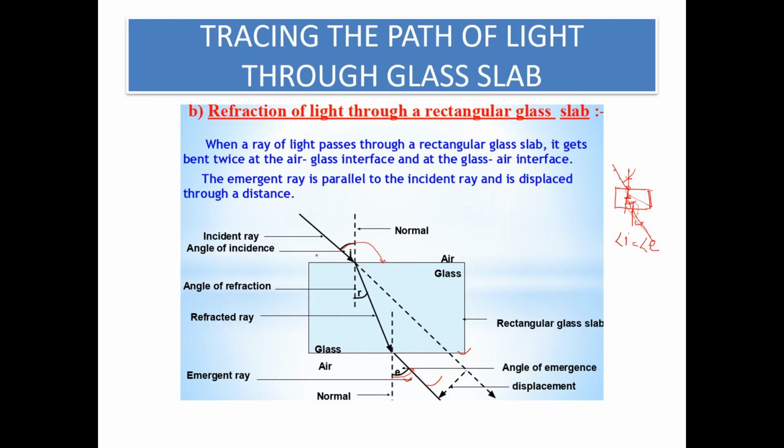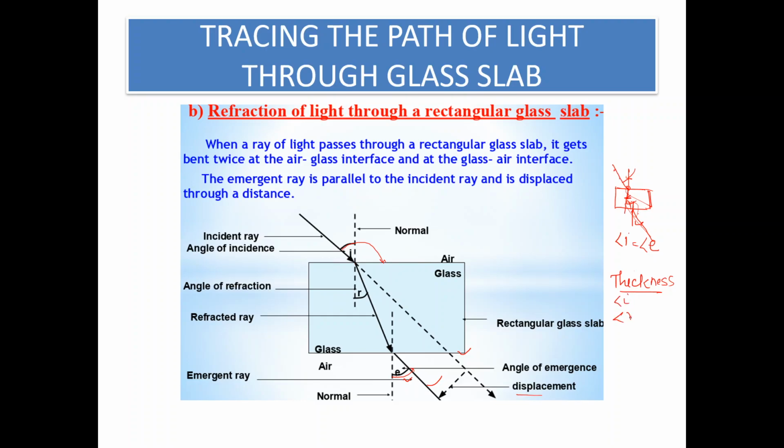So draw this ray diagram and mark incident ray, angle of incidence, point of incidence, normal, angle of refraction, refracted ray, emergent ray, angle of emergence, and lateral displacement. Now we'll study what are the factors on which the lateral displacement depends. It depends on the thickness of the glass, the thickness of the transparent medium. If thickness is more, lateral displacement will be more. It also depends on the angle of incidence.